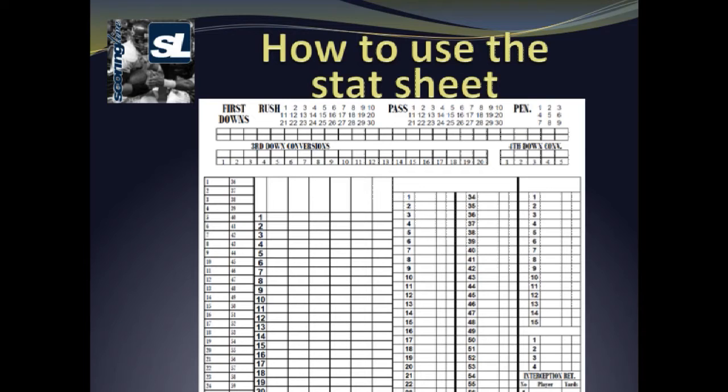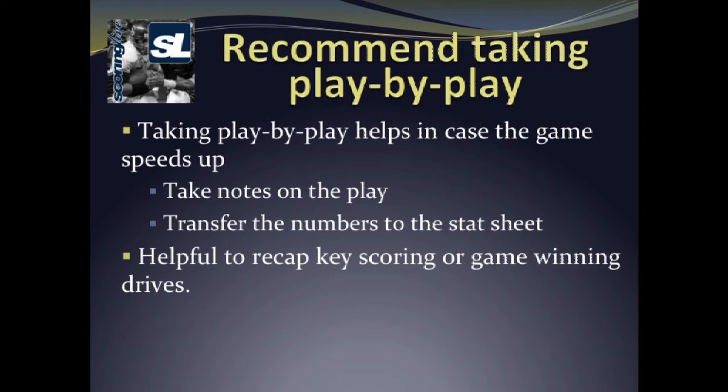You can see right off the top of the bat is the first downs we talked about. You don't have to use by rush, by pass, by penalty, but it's up to you. Again, this is just an additional thing to help you determine how they got first downs. Okay. What we recommend is you take play-by-play. I have a form, but you can just take play-by-play on a piece of paper. Okay. It helps in case the game speeds up. It helps you to take notes first, and then transfer your notes to the stat sheet.